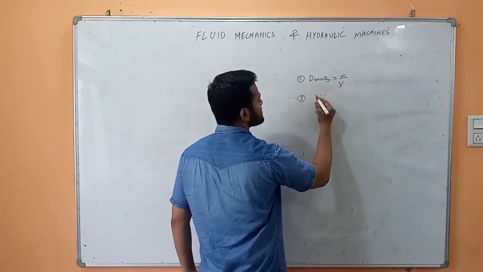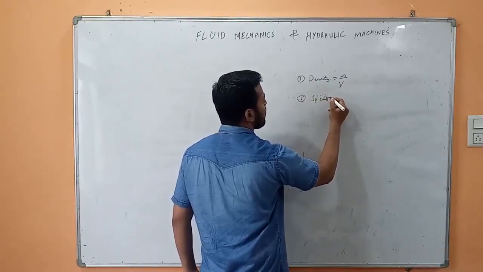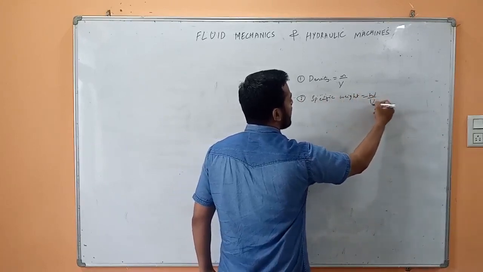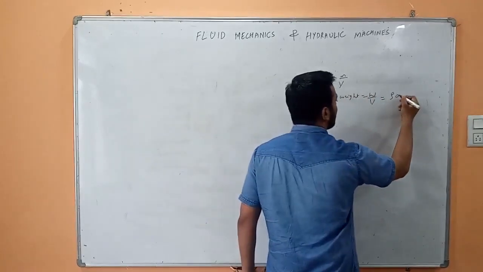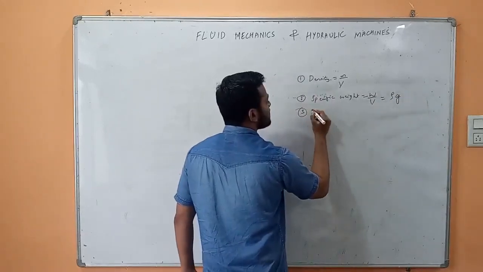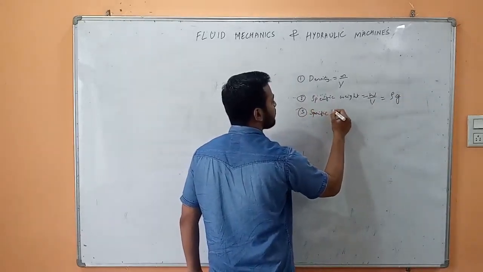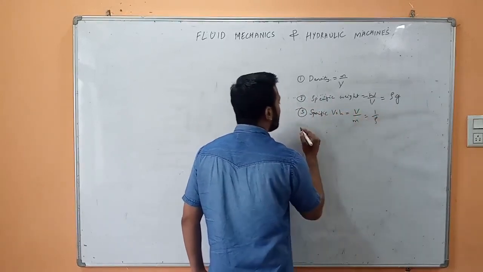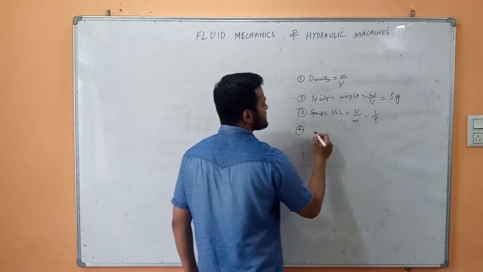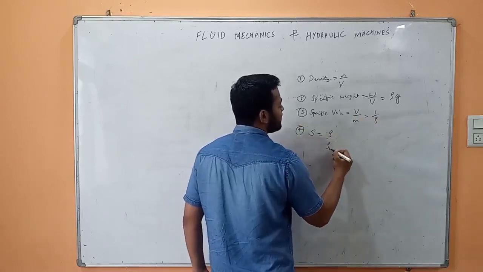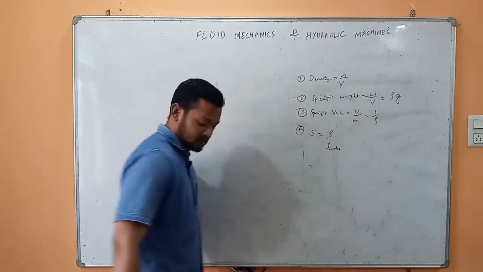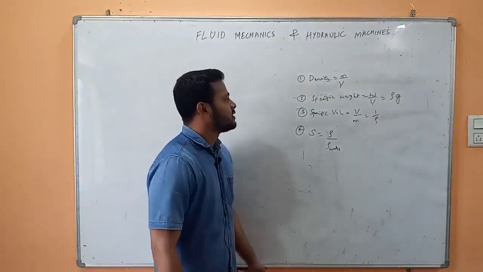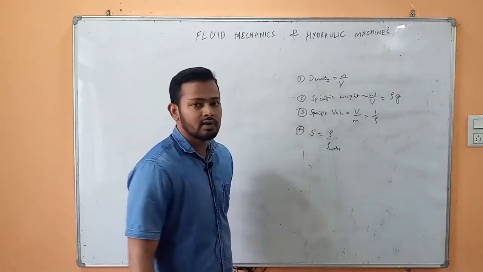Second property is specific weight, which is weight by volume, and if you further divide we get rho into g. Next is specific volume, which is volume by mass or 1 by rho, and the fourth property which we studied is specific gravity, which is density by density of water. Okay, these are the four properties of fluid which we studied in the last class. So you'll have to remember these basic formulas also.